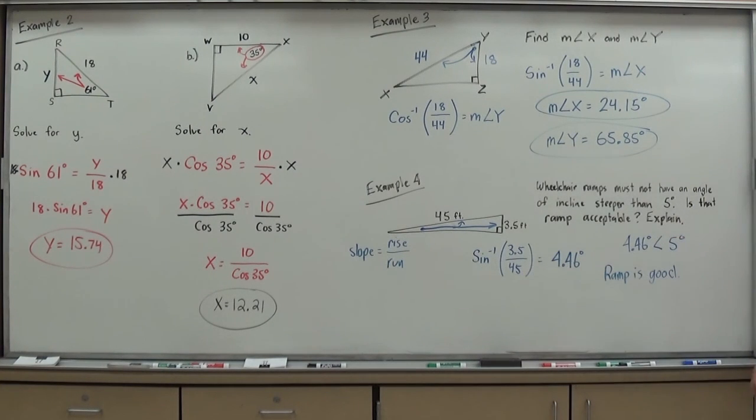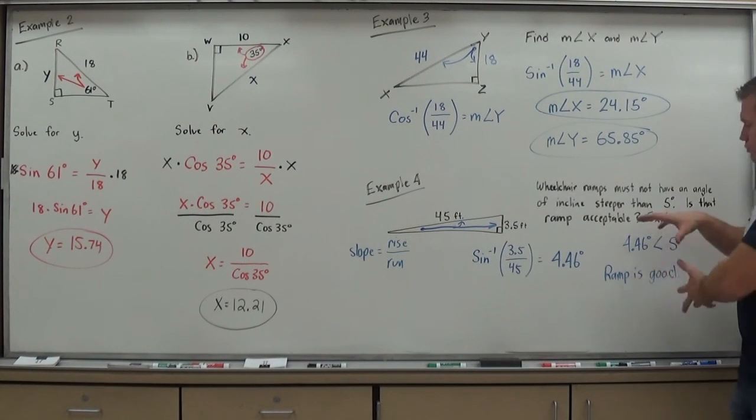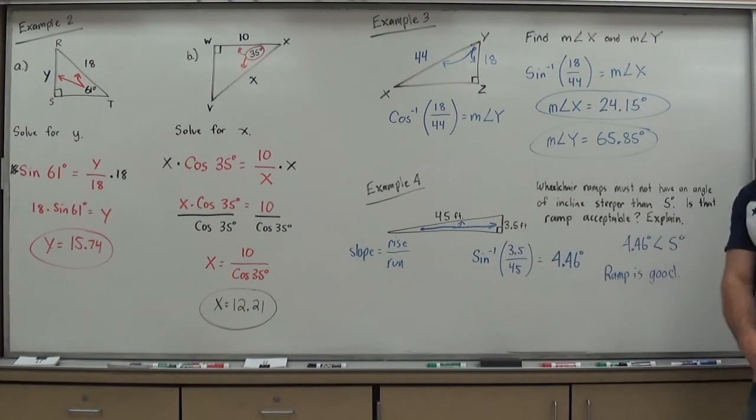It asks me to explain. Okay, that's where your writing skills come in on these tests. You should put in complete sentences. The ramp is acceptable because it has a steepness of 4.46 degrees, angle of elevation, that's less than 5, that's less than the maximum, it's good to go. How could you show that you know it's 4.46? With the math that we showed here. The sine inverse of 3.5 over 45 gives us the angle, and the angle is 4.46.